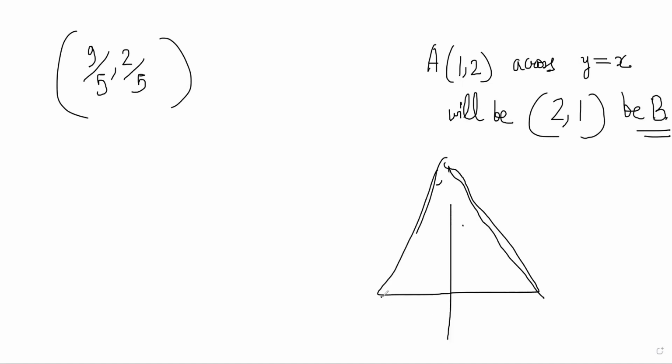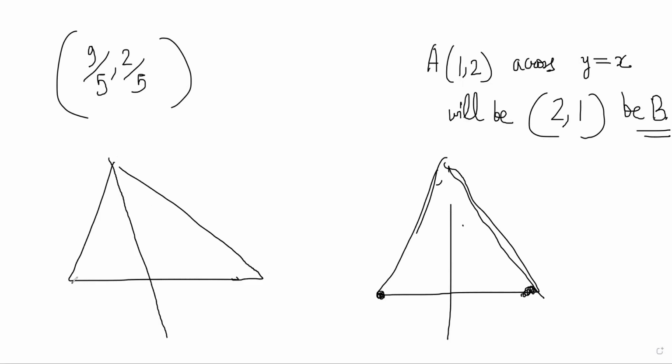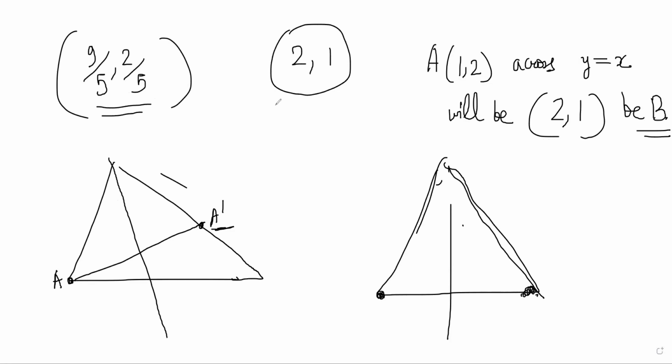One was the perpendicular bisector, and that should give you the vertex here, right? And the other thing was, if it was the angle bisector, that should give you a different point here, A dash, right? Both the points A dash and B are on the same line. So now you have 2 comma 1 and 9 by 5 comma 2 by 5 lying on BC, right? So you can find the equation of BC.